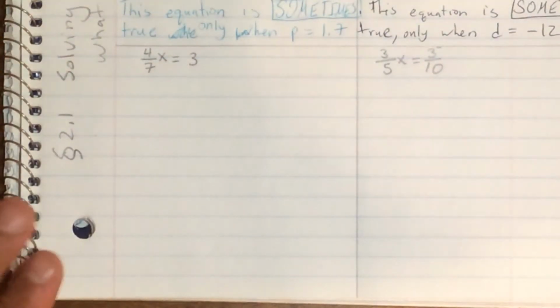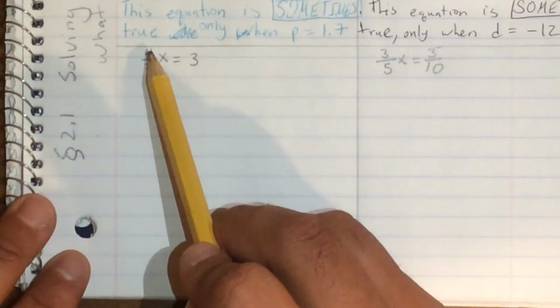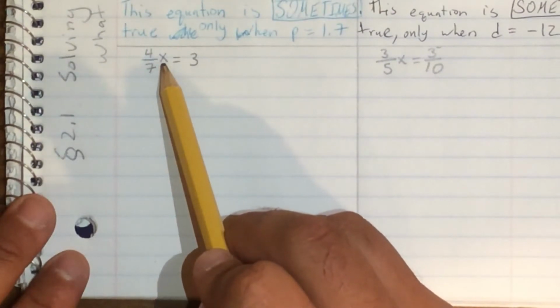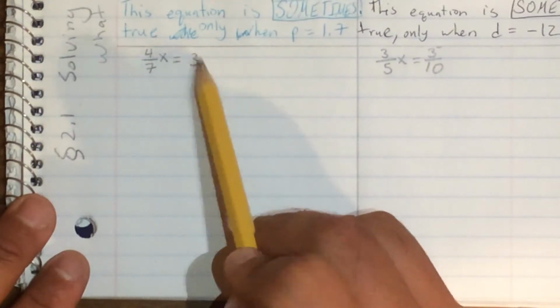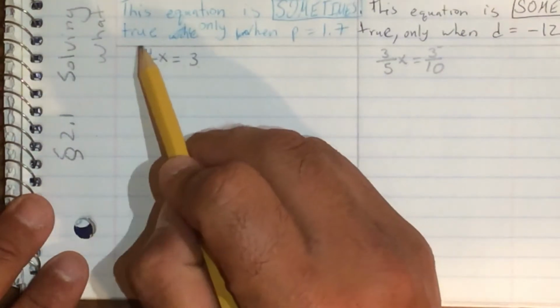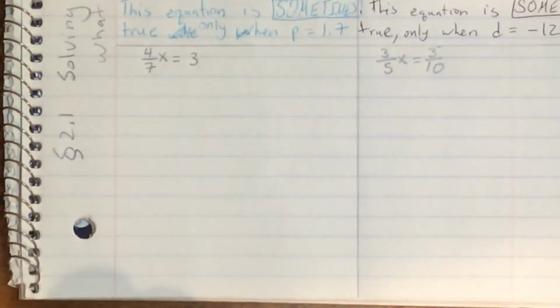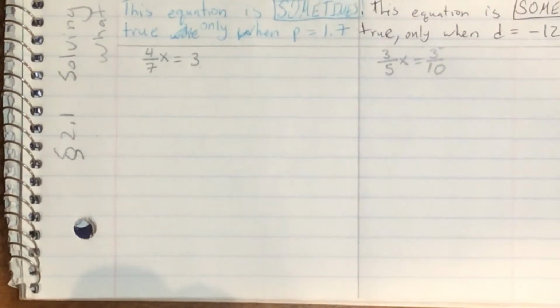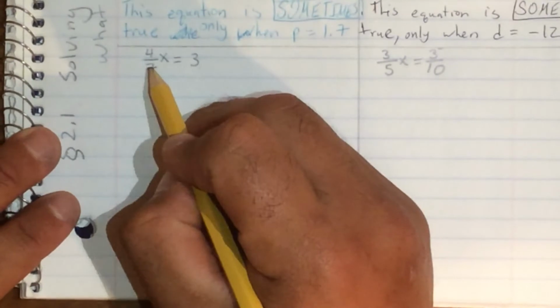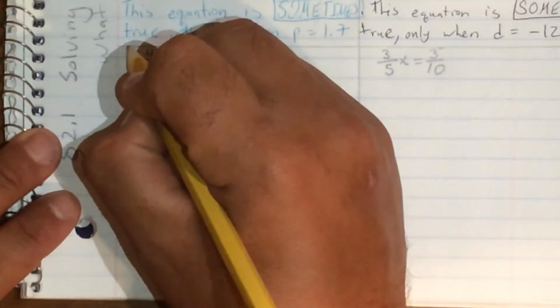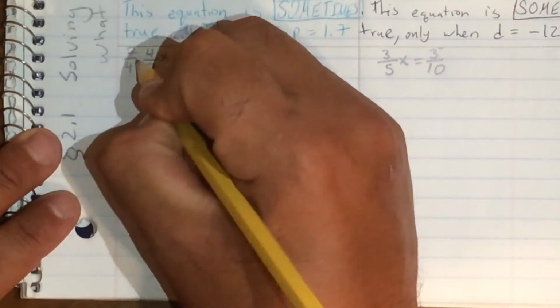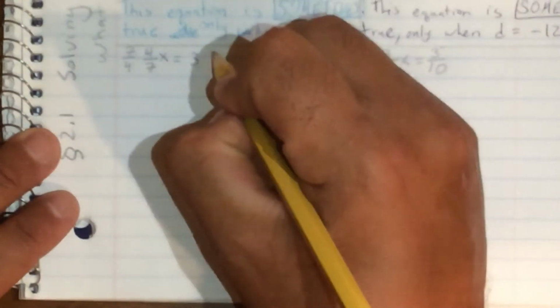So here we have a fraction, which is 4 over 7 times x equals 3. For this one, we have to get rid of this 4/7. In order to do this, we're going to take the reciprocal. The reciprocal of 4/7 is basically switching the numbers. We're going to multiply by 7 over 4 to both sides.